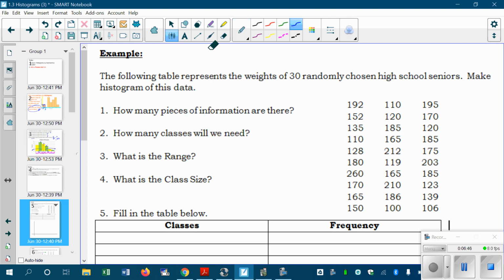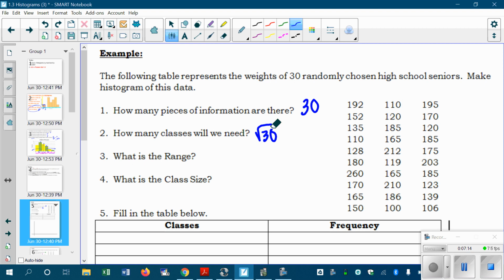Okay, so to demonstrate that set of steps, I have this example. This is not real data. This was just me making up numbers, okay? So let's say that we had 30 high school seniors and we knew how much all of them weighed. So we had them step on a scale or tell us how much they weighed in pounds. So the rule of thumb starts out with how many pieces of information are there? There are 30.